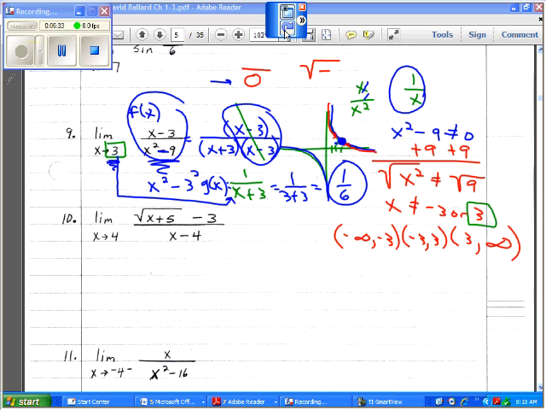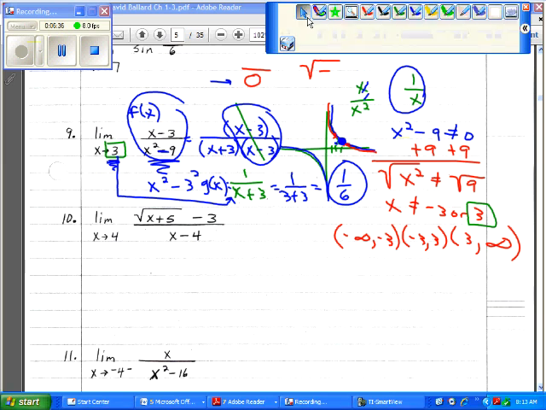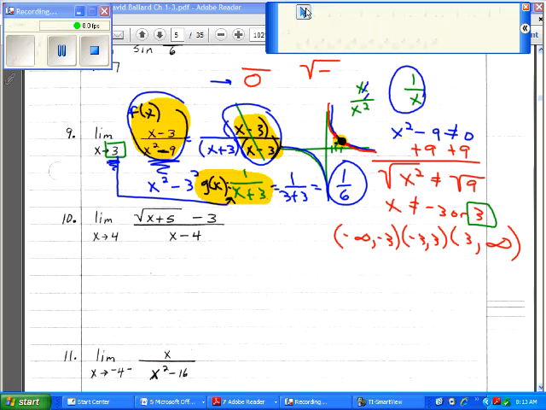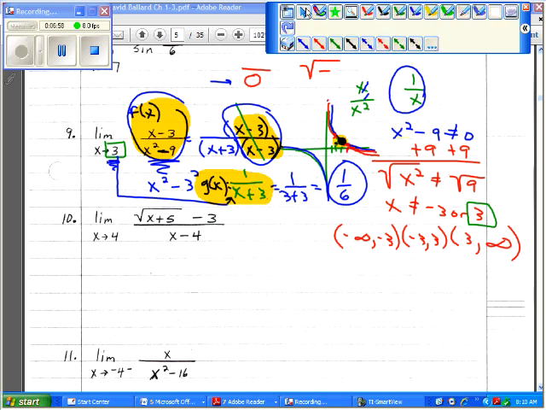We created a g function by factoring that was equivalent to this f function in all points except that point right there when x is 3. And therefore we could find what it's approaching in the g function by knowing exactly what that point is in that f function. Any questions on number 9?